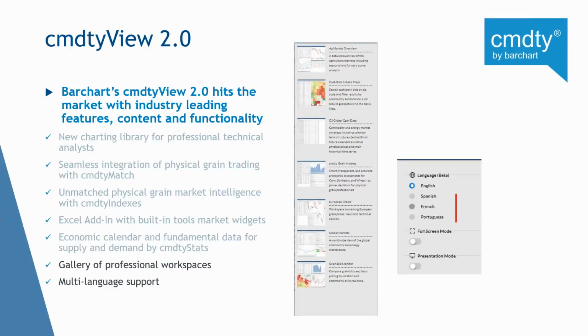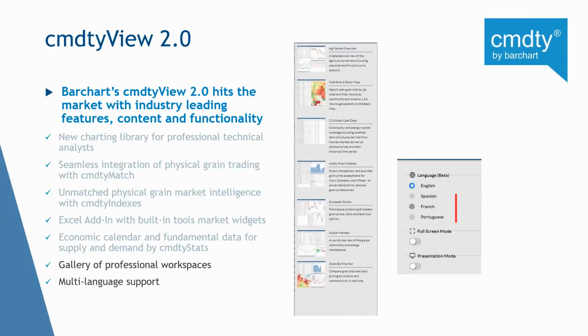Okay, and then two other things that we've introduced is a gallery of professional level workspaces. So rather than starting from scratch and having to create your own, we have a gallery within CommodityView 2.0 where we can build, or you can build, and we park these completed workspaces. Double click on it and it pulls it into your profile and you're ready to go. You can customize and modify them from there, but you never have to start with a clean sheet of paper and wonder what to do from there.